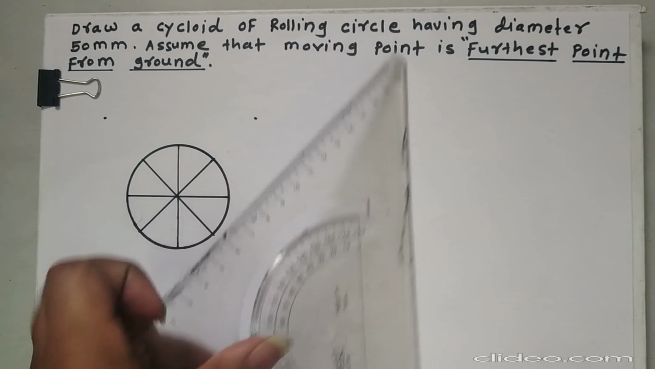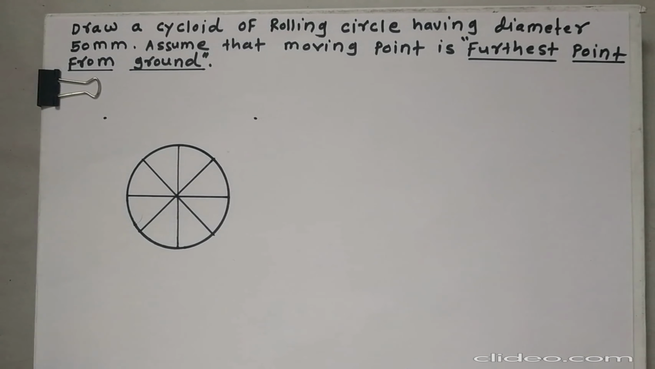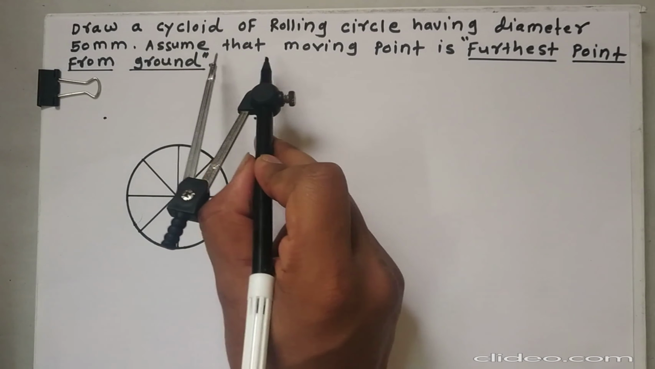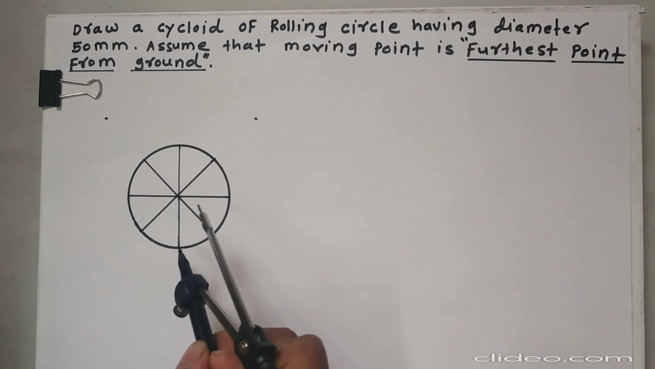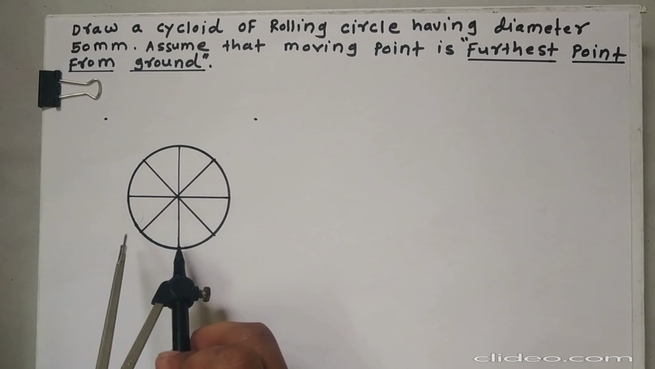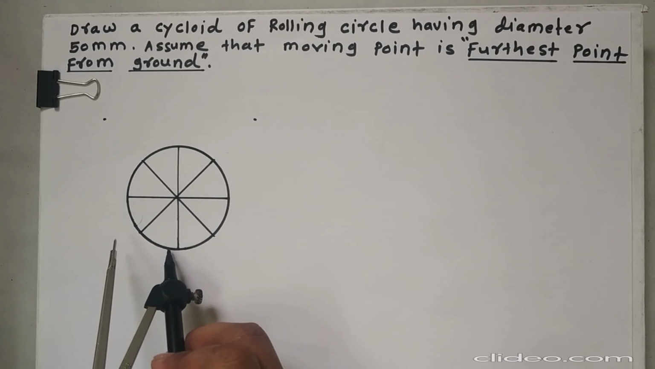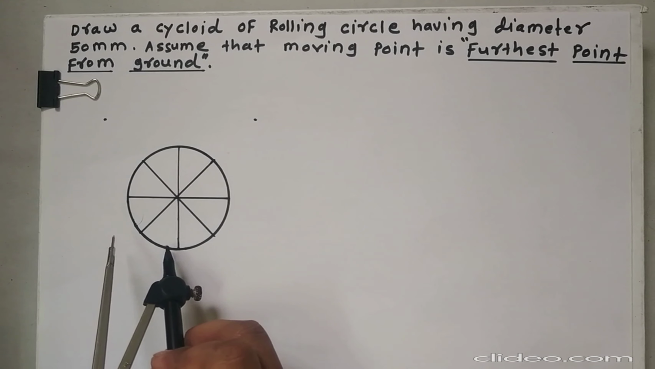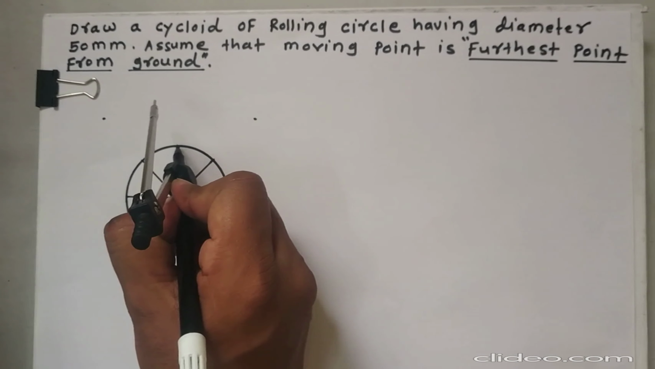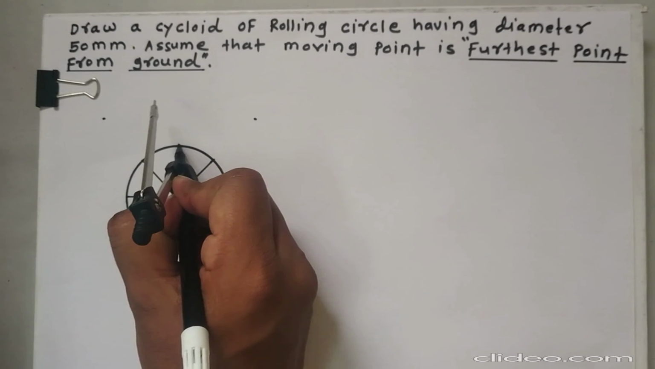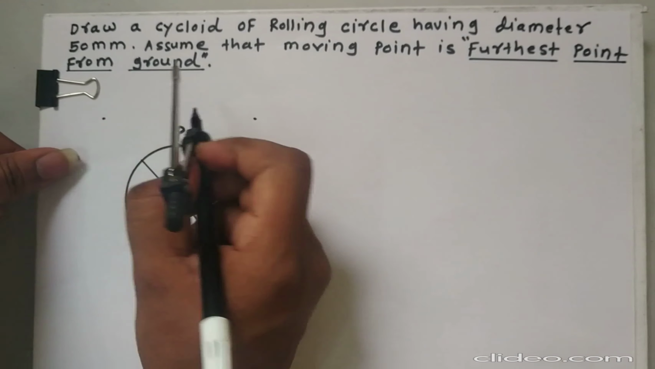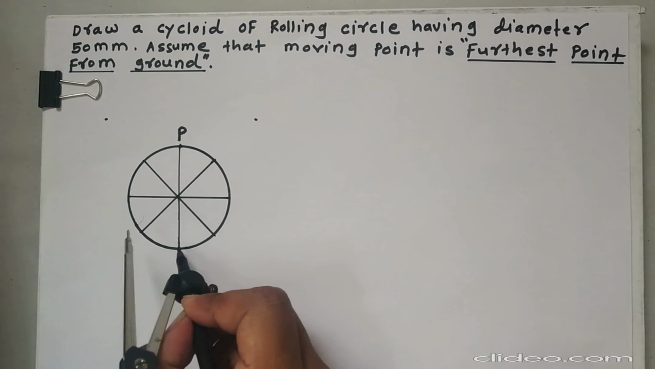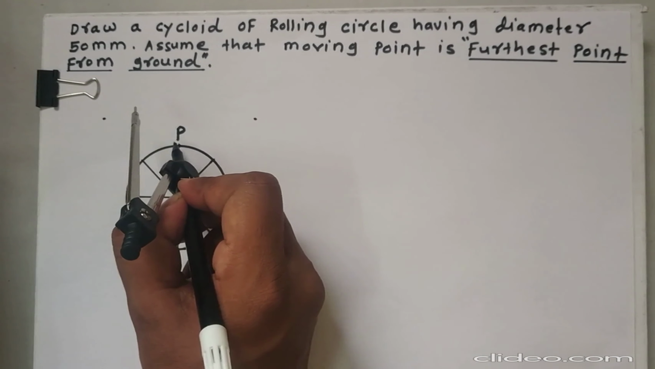Next it is a very important step. What they mention: assume that the moving point P is the furthest point from the ground. Suppose this is the ground. Then the moving point is the furthest point from the ground, which means you need to consider this point. So this is the P point. It is the furthest point from this ground. That's why I have written it over here.